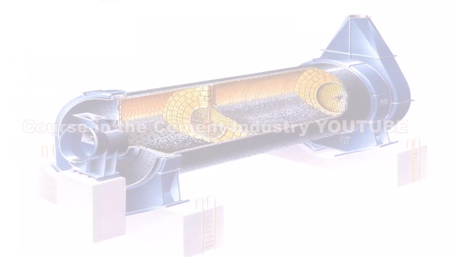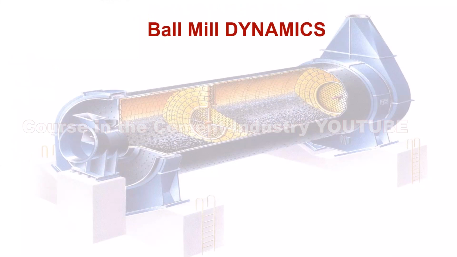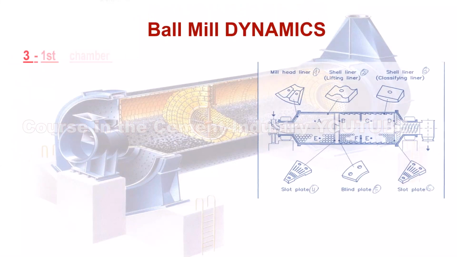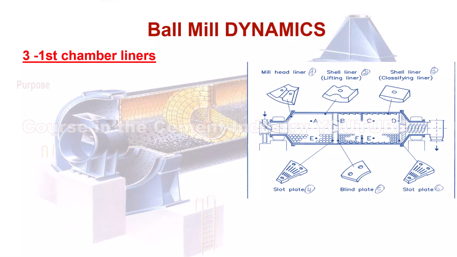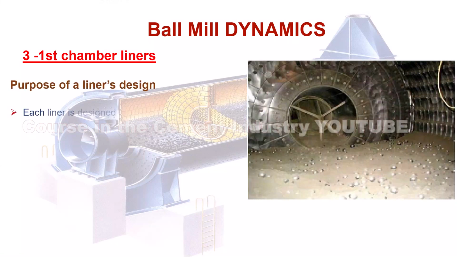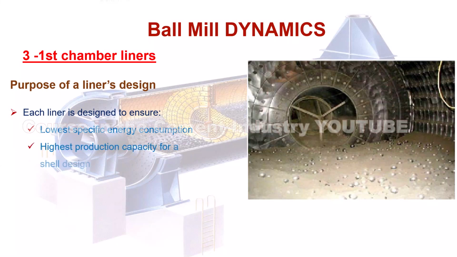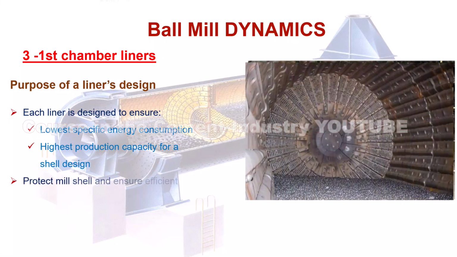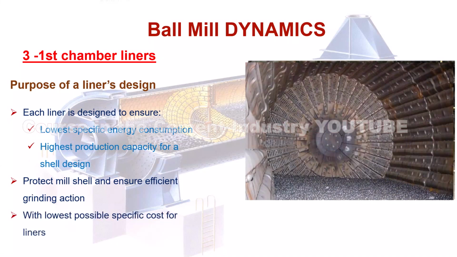We follow together. Ball mill dynamics. 3. First chamber liners. Purpose of a liner's design. 1. Each liner is designed to ensure a. Lowest specific energy consumption, and b. Highest production capacity for a shell design. 2. Protect mill shell and ensure efficient grinding action. 3. With lowest possible specific cost for liners.